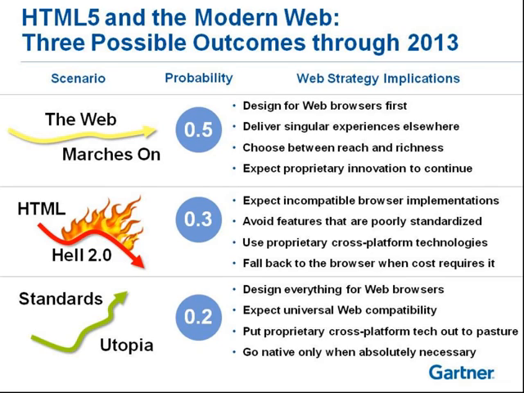And then the last scenario with a probability of 0.2 is what we call standards utopia, which says the standards bodies are able to overcome some shortcomings, but you get to a point where you can design everything for the web browser, expect universal web compatibility. This will put all of the cross-platform technologies out of business, and you only go native when it's absolutely necessary. It really would pigeonhole native application development as a very niche skill set in the coming years.